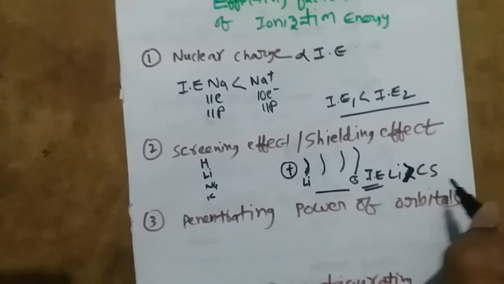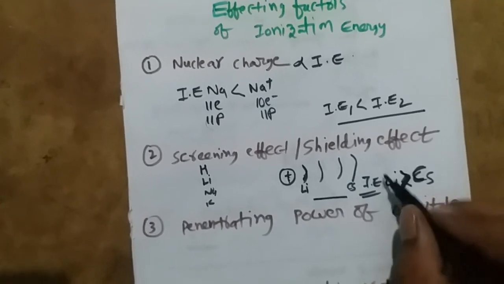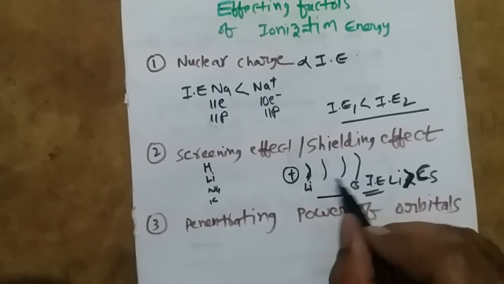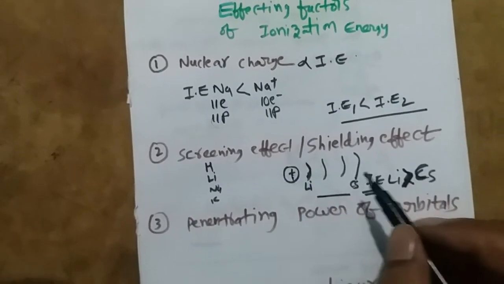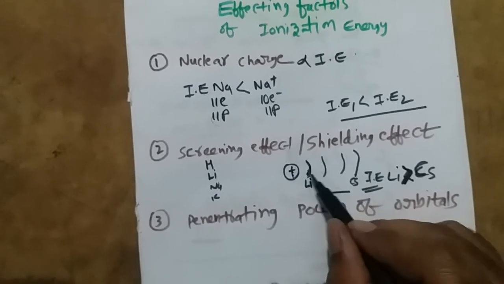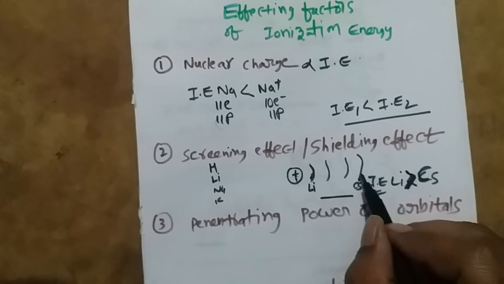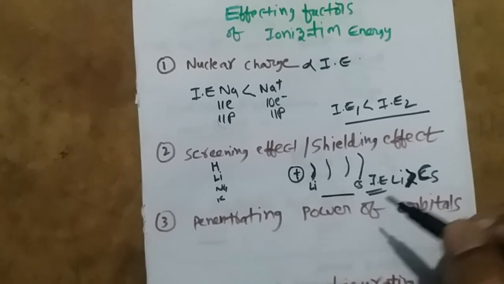So the ionization energy of lithium is more compared to cesium. Why? Because in cesium we have more main shells between the outermost shell and the nucleus. Those protect the outermost electrons of cesium from the nuclear attraction force.